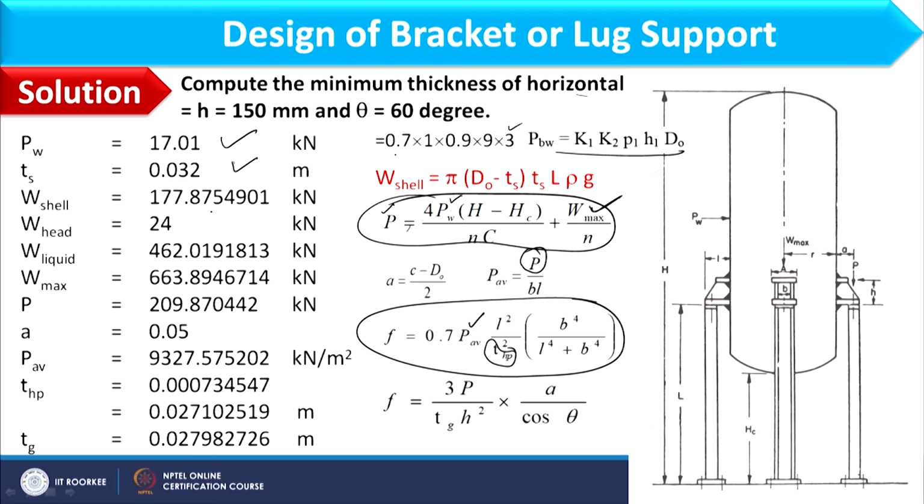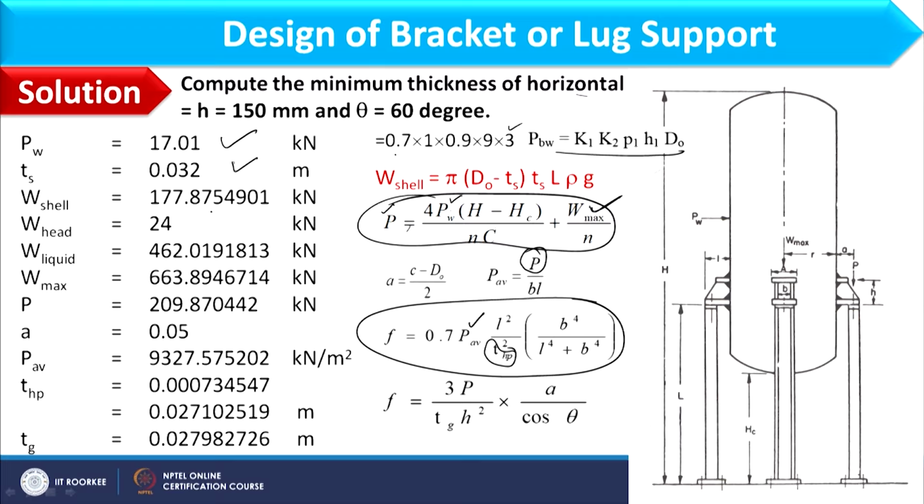How can I find that? That is given by this expression: pi (DO minus TS), where TS is the standard thickness of shell. This is basically for the average diameter. So, that is periphery into TS, which is the area, into total length, that is 8 meter, and then this gives the volume, into density of material of shell and then G. It will give the value 177.87.